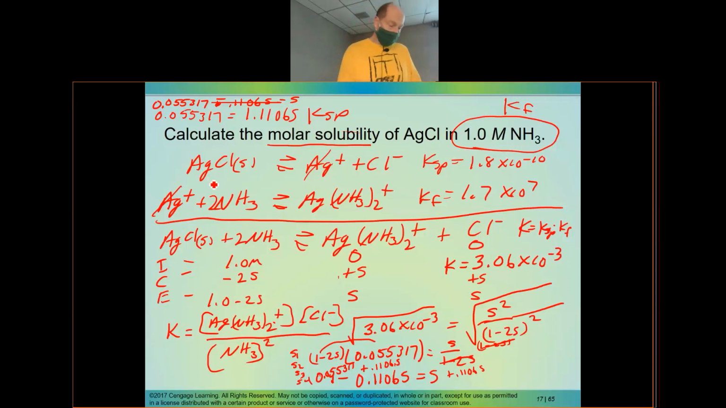And now I divide both sides by 1.1106, and that is your S value. So 0.055317 divided by 1.1106, and that is 0.050.